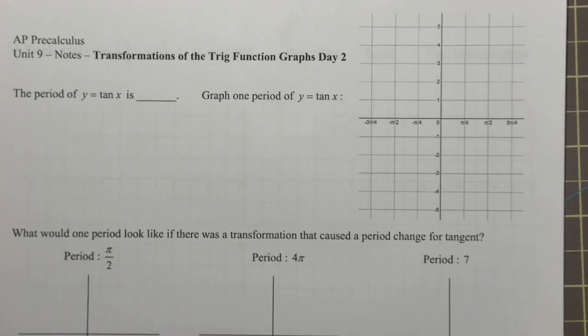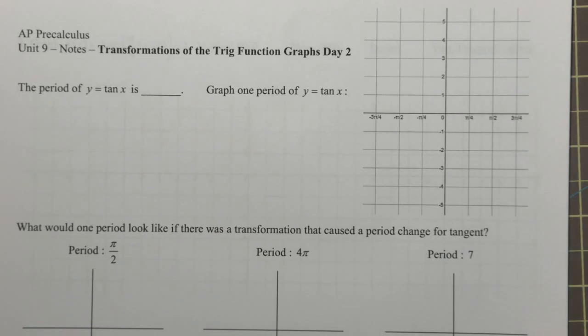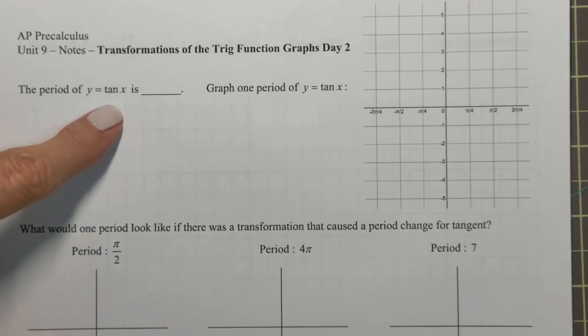Today we are graphing transformations of the remaining trig functions: tangent, cotangent, secant, and cosecant. Yesterday we did transformations of sine and cosine. So today we're going to begin by focusing on tangent. Let's remind ourselves of a few things.